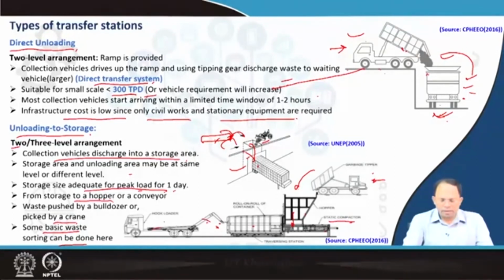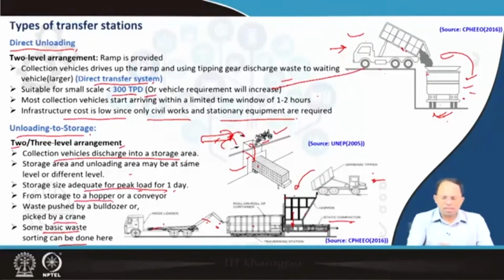Using the hook loader, we load it into this particular truck, and then the truck carries on to the landfill site, right? So this is the basic system. Here we are directly putting it into the hopper, or in some cases we can use bulldozers to push the garbage into the hopper, or we can use cranes to lift the garbage. It all depends on how you are doing the loading and unloading arrangement.